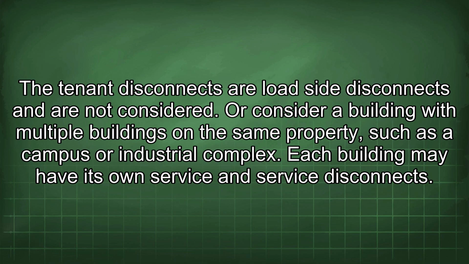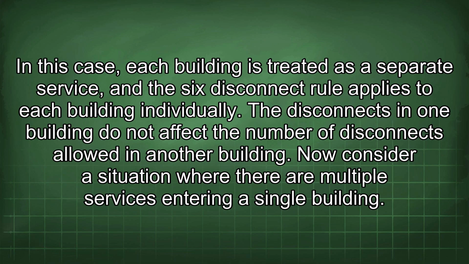Or consider a property with multiple buildings, such as a campus or industrial complex. Each building may have its own service and service disconnects. In this case, each building is treated as a separate service, and the 6 disconnect rule applies to each building individually. The disconnects in one building do not affect the number of disconnects allowed in another building.